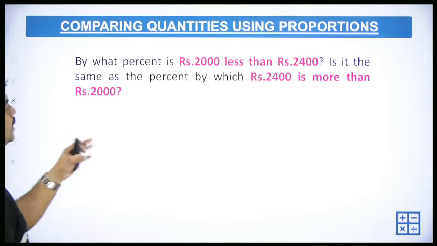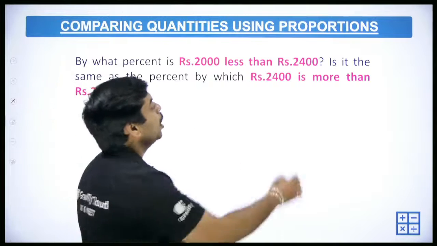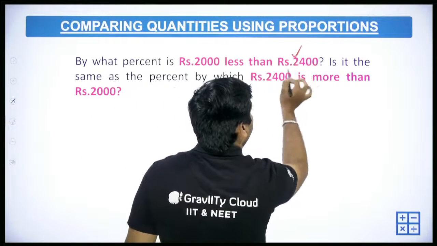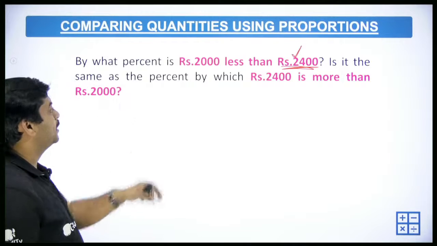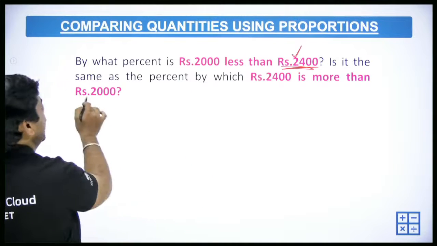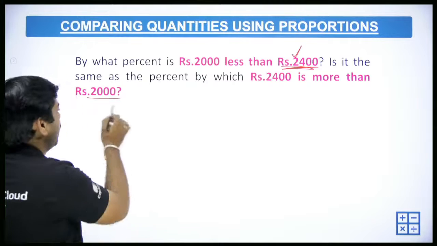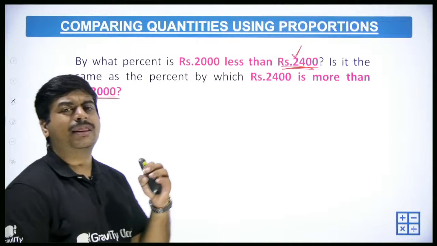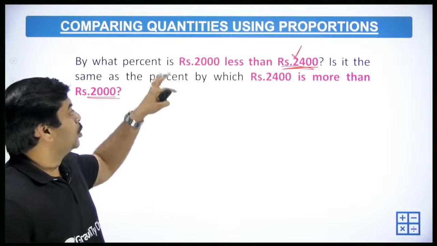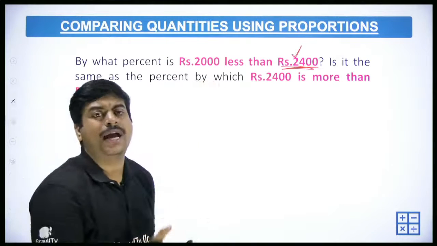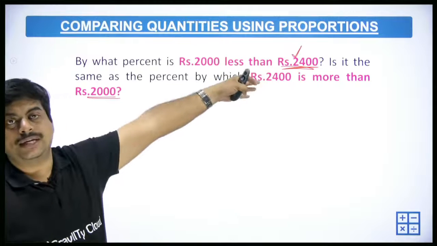By what percent is rupees 2000 less than rupees 2400? So we need to compare with this one. Next, is it the same as the percentage by which 2400 is more than rupees 2000? So now we need to compare with this quantity. You need to understand the mathematics and the English wording properly. 2000 is less than what? What is the actual quantity? 2400. That is the main thing.